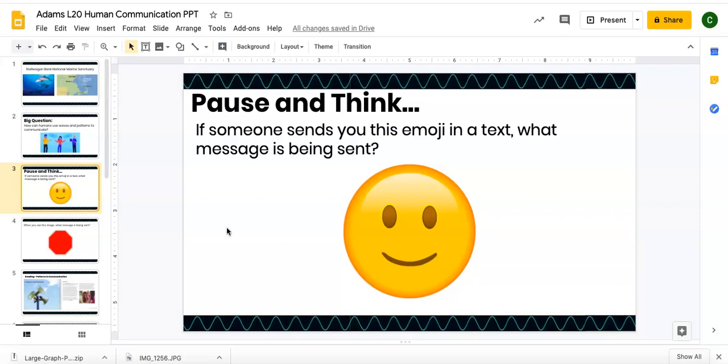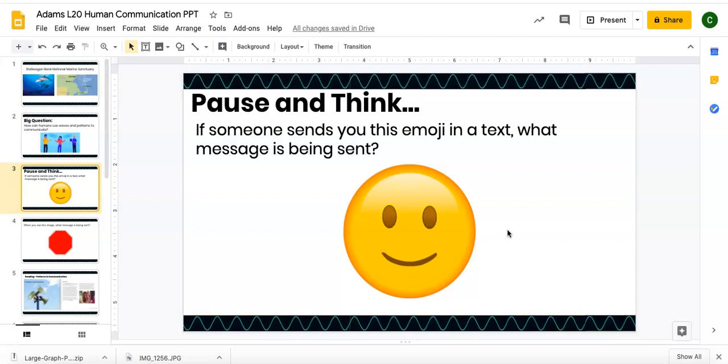So I want you to pause and think. If someone were to send you this emoji in a text message, what message would they be sending you? Go ahead and take 5 seconds to just quickly think about that. So I know when someone sends me that message, if they're sending me that message just as an initial conversation, they're either telling me to be happy or they're telling me that they're happy about something. But if they're responding to a message that I sent, I could imagine that they're responding by saying that I sent them a cool message, I sent them a happy message, my message made them happy and made them smile.